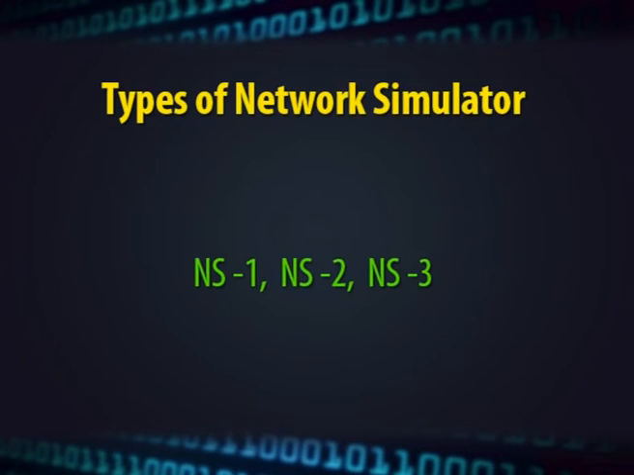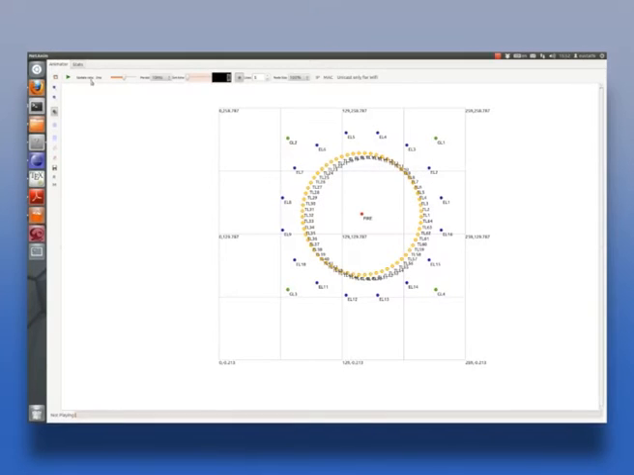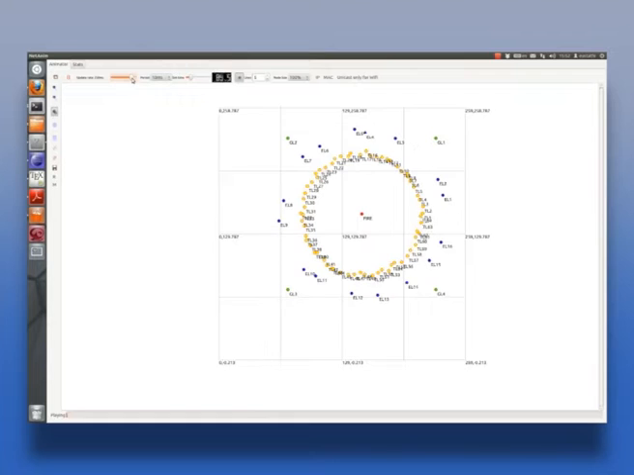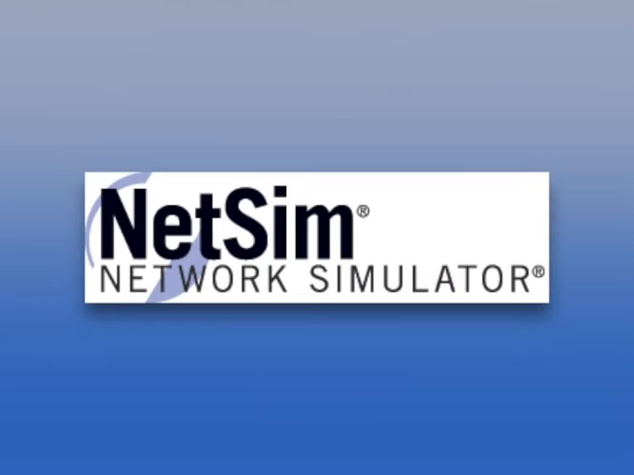There are 3 types of network simulator: NS1, NS2 and NS3. All of them are discrete event computer network simulators. They are used in research and teaching. The NS3 simulator is used to make a topology of a network, in which we can see how packets are sent and received and how we can control congestion.